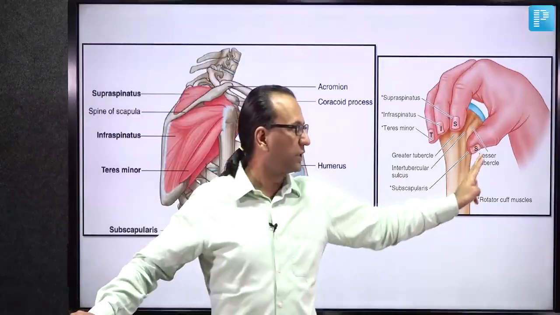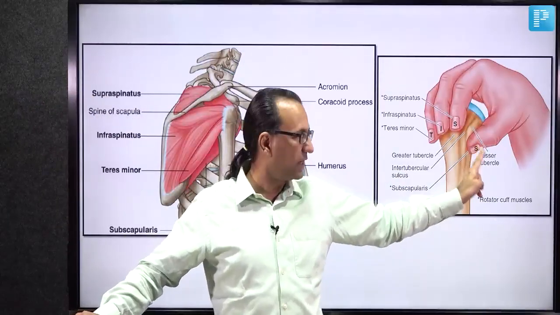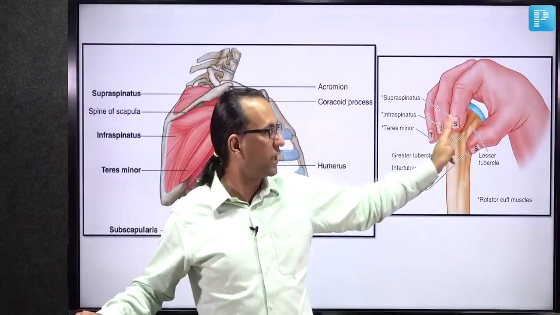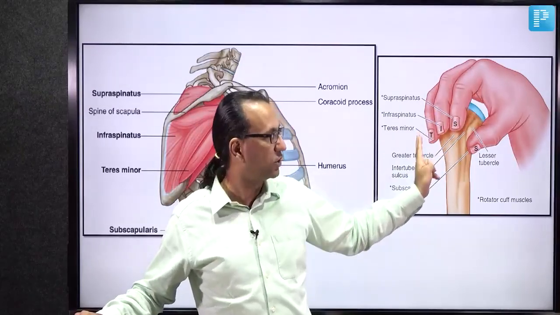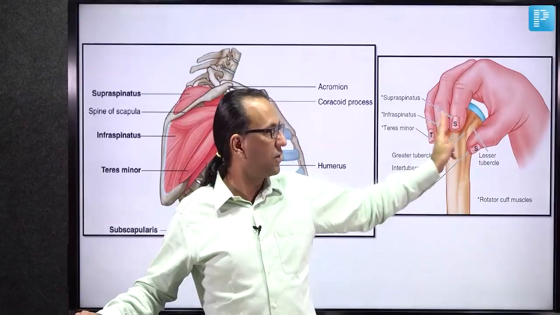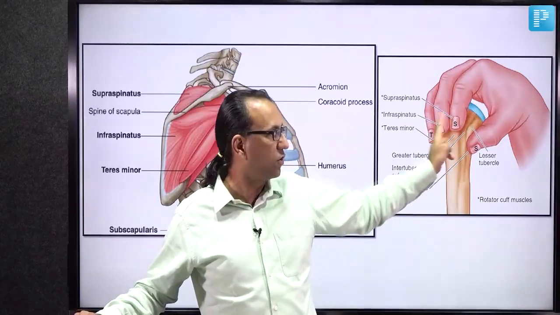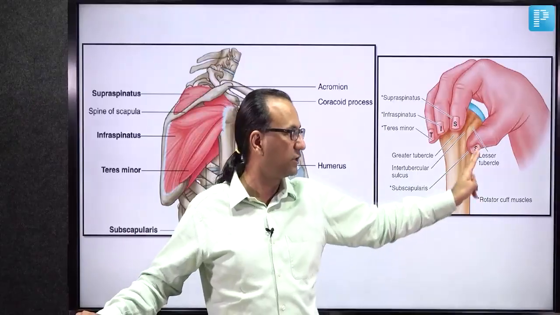As you can see, the subscapularis muscle, which is on the anterior side, is inserted on the lesser tubercle, whereas the SITS muscles, which are posterior superior, coming from the scapula bone, are inserted on the greater tubercle. The SITS muscles are the ones which make the rotator cuff, and the rotator cuff is stronger on the posterior superior aspect and weak anteriorly.